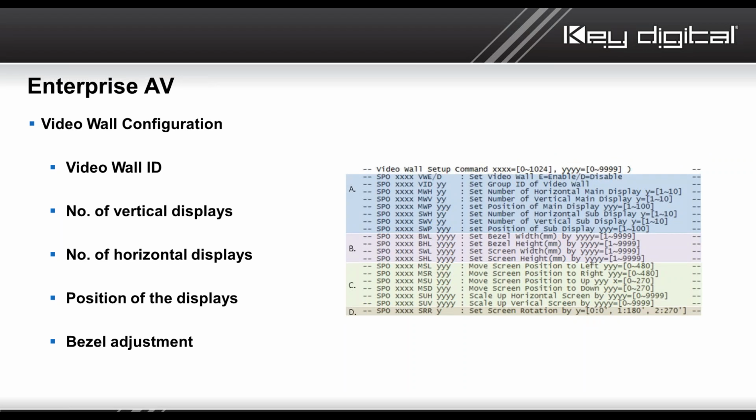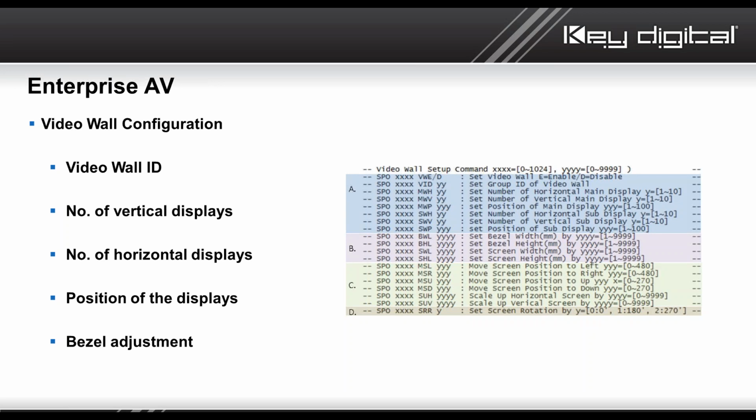You assign an ID. We see in the blue A section there. So if you have multiple video walls on site, not a problem. Each video wall gets its own ID. You tell us how many vertical displays and how many horizontal displays, with the MWH or MWV for main, or SWH, SWV for sub video walls. That's how you do that, letting it know it's part of a 6x4 or a 2x2 or a 4x4. Then you set the position of the display.